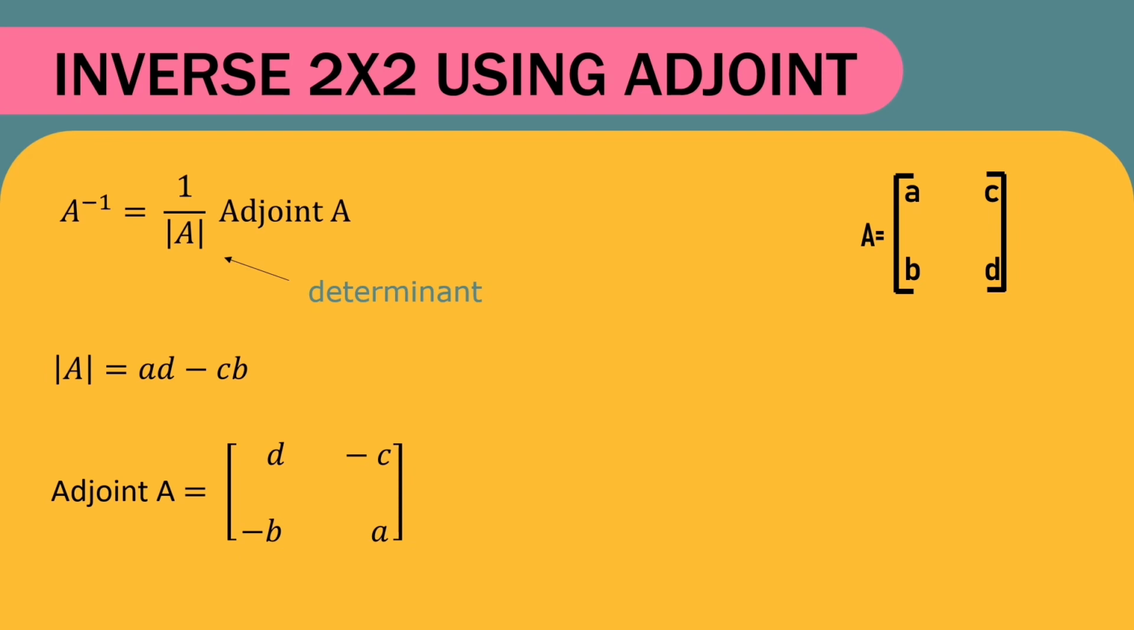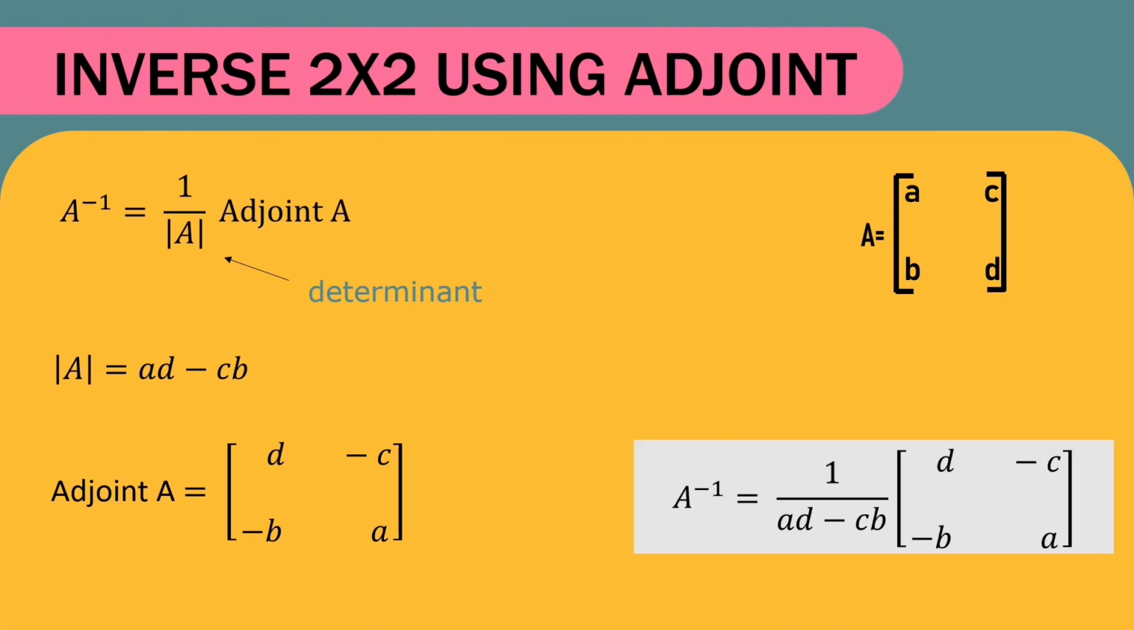Next, look at the adjoint of A. To find it, we just need to exchange the positions of A and D and put the negative symbol at B and C. Substituting the determinant and adjoint that we have found into the formula, the inverse of A is 1 over AD minus CB times the adjoint.